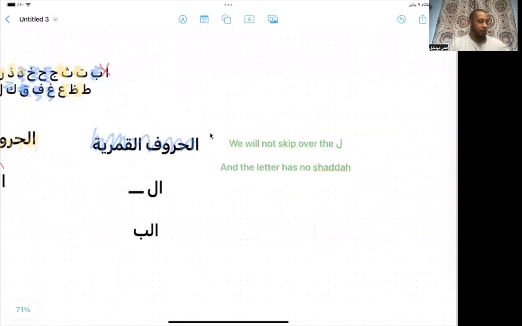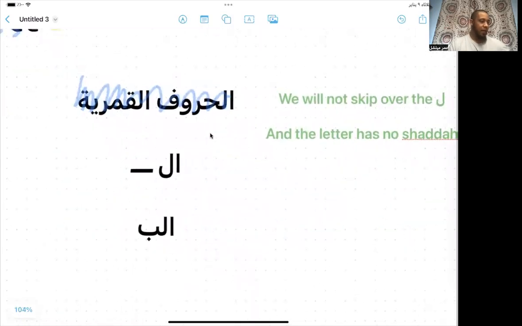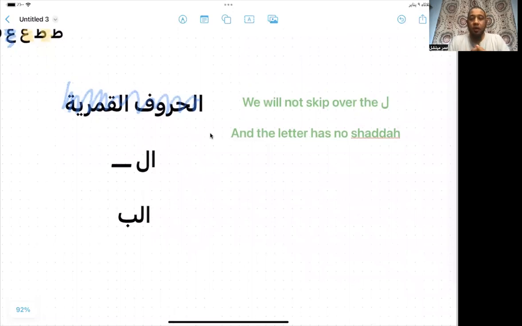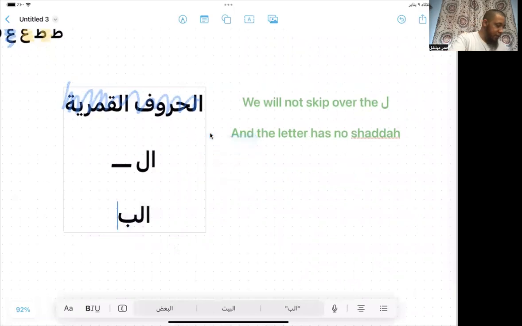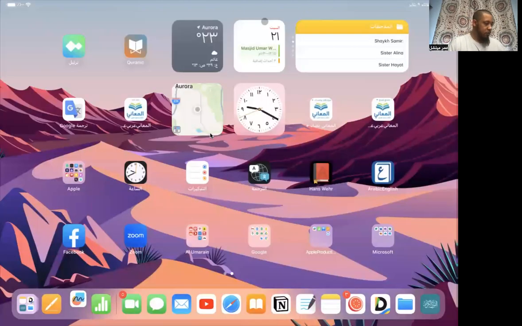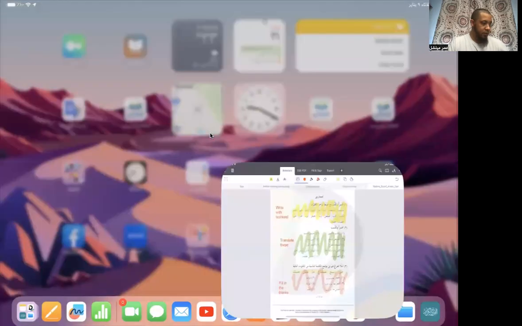With the huruf al-qamariyya, you have the alif and lam, okay? And the letter after the alif and lam, if it's a qamariyya, if it's a moon letter, then it will not have a shadda, and you don't skip over the lam. El bait, for example. El bait, okay? So if I want to say this, I will say el bait, right? El baitu, okay? So we went over that.